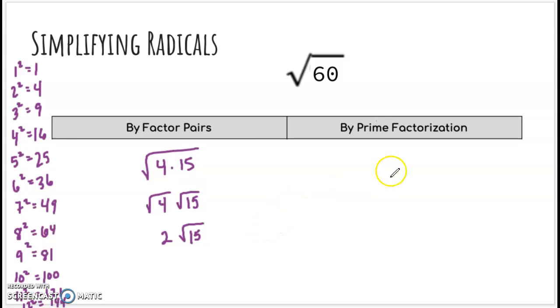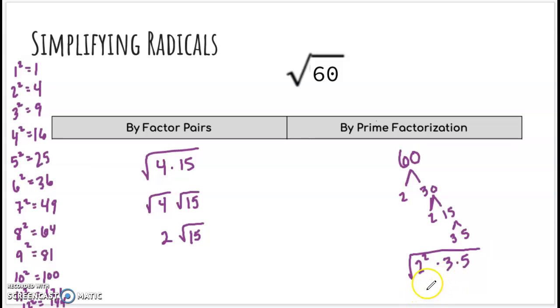I could also do this by prime factorization, right? So if I'm not sure what perfect square 60 divides by, I could grab 60 and just start dividing. 60 divided by 2, 30 divided by 2 is 15, and hey, 15 divides into 3 and 5, so my prime factorization would be 2 squared times 3 times 5. Since I've got a square right here, and this is all under my radical, I can do the square root of 2 squared and get 2, and I'm left with 3 times 5, or 15, underneath my radical symbol.